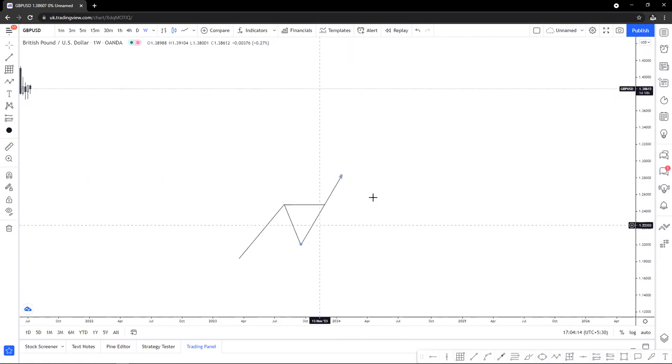Now, what does price do? It comes back down to take out all the internal range liquidity, and then it goes back higher to take out the external range liquidity. The external range liquidity lies right here.